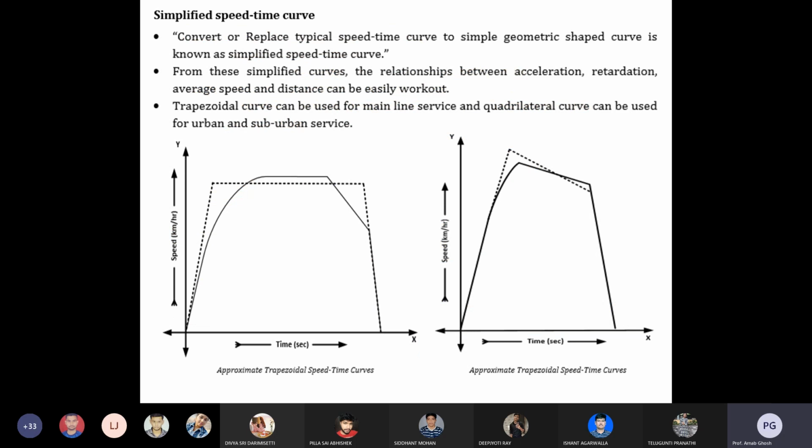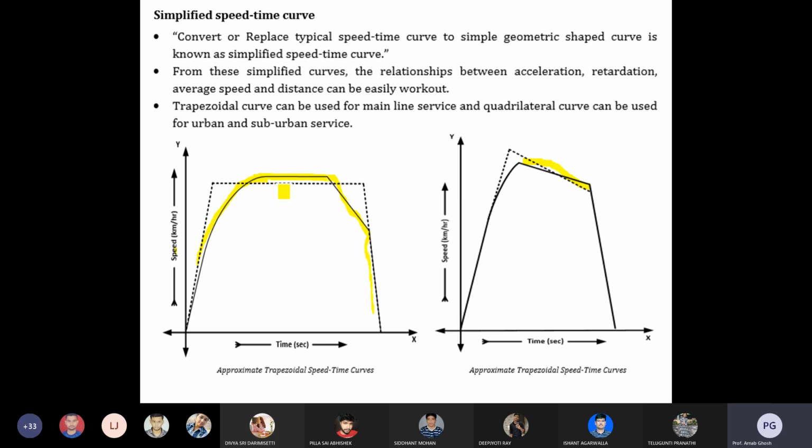Now we go to the important thing, that is giving the shape. Normally there are two types of shapes we consider for our speed time curve. The first one is for your mainline service. If you see the diagram, it looks like the main speed curve characteristics: free running, coasting, and retardation. Here free running modes are not there, directly coasting and retardation, that is, braking.